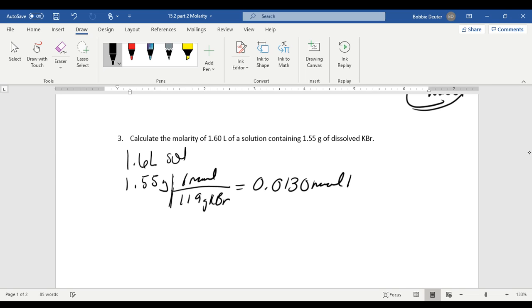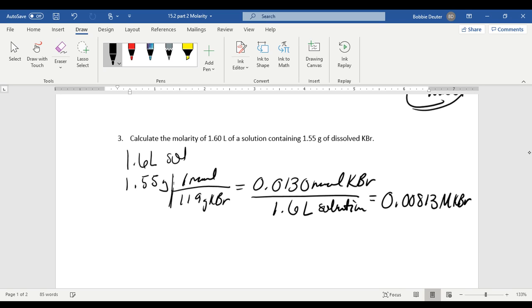0.0130 moles of KBr. Again, we want to divide that by the solution, 1.6 liters of solution is what we're given. And we would find that we have a molarity of 0.00813 M of KBr, potassium bromate. This would also be 8.13 times 10 to the negative third molar potassium bromate. So that's not so bad, but that's not how it really works all the time in industry.